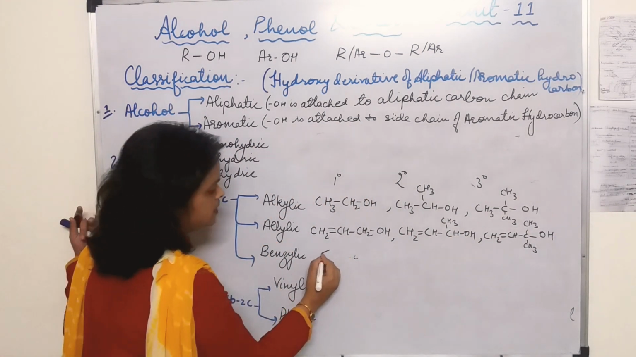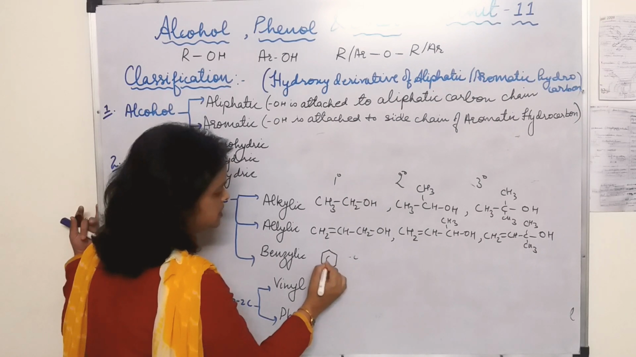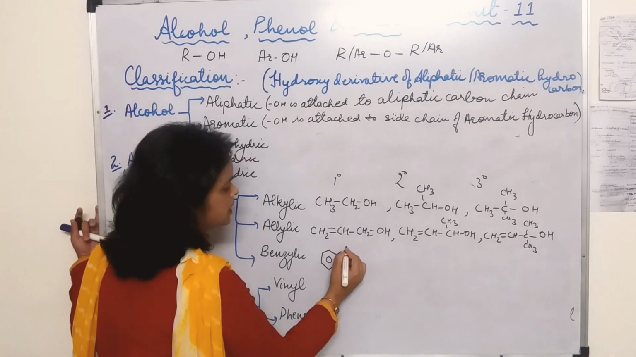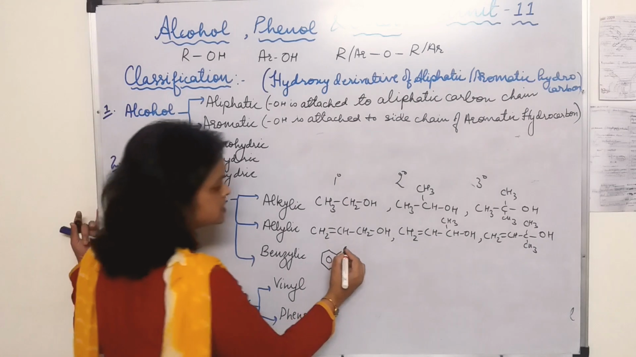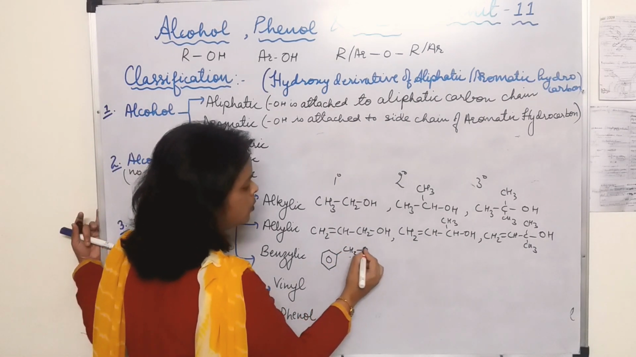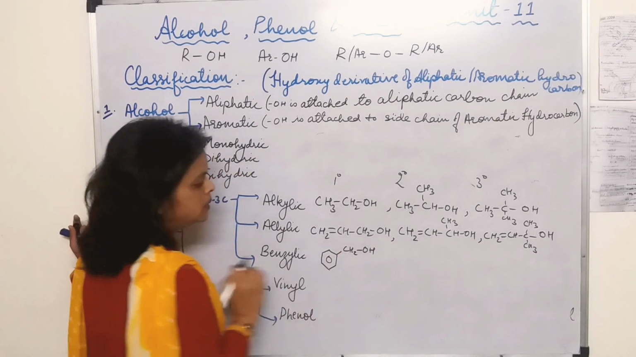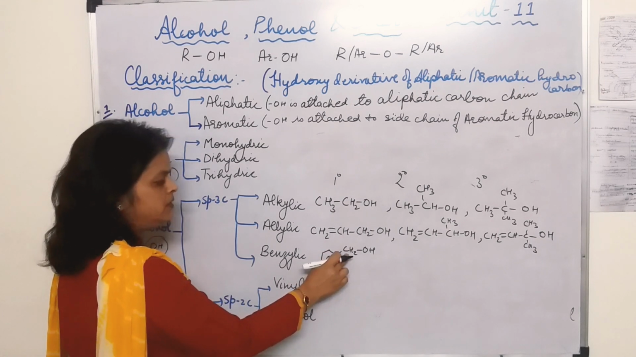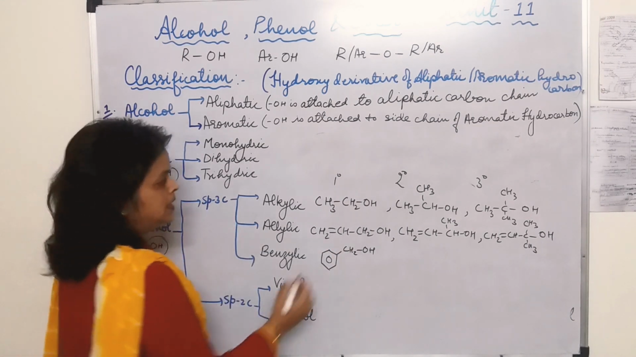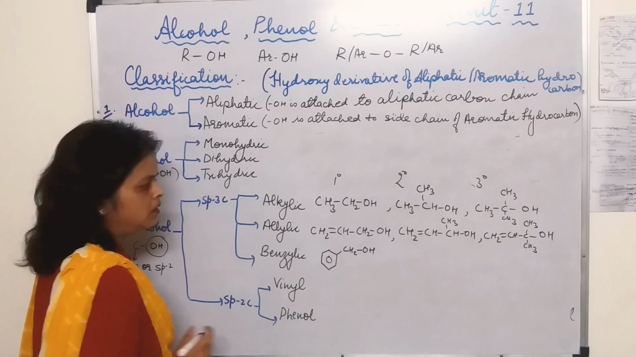Benzylic. Benzylic means a benzene ring is there and to this a carbon is attached, and to this carbon we have the OH group attached, not directly to the ring but through one carbon which is attached to the benzene ring. This is 1 degree benzylic alcohol.